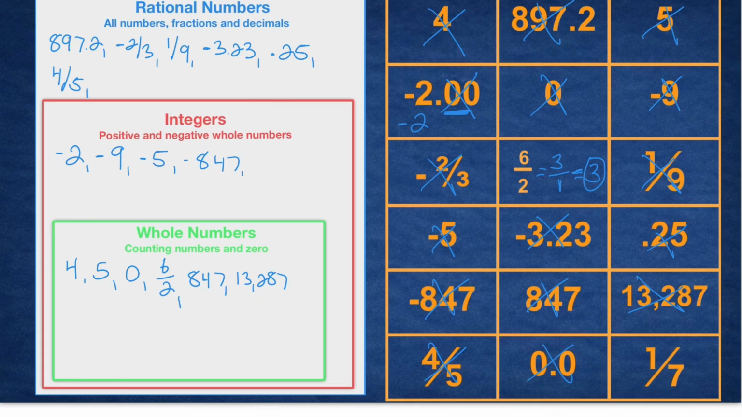0.0. It's a decimal in there. However, its value is just 0. So that's actually going to go in our whole numbers. But we're going to write it in its original form, 0.0. Don't let that trip you. And then lastly is 1/7. That's a fraction. And that goes in our rational numbers.